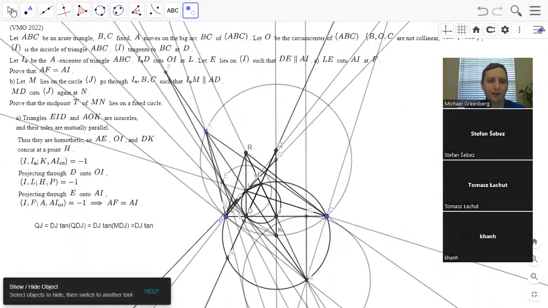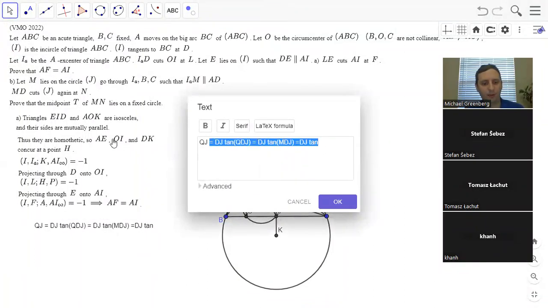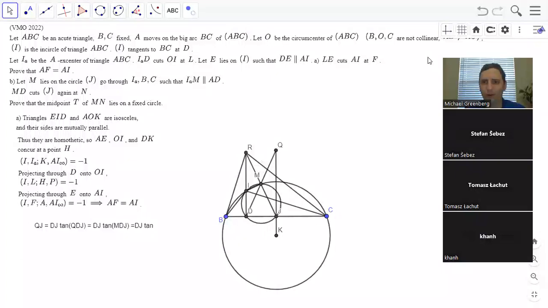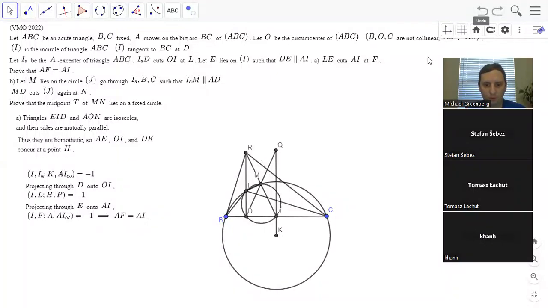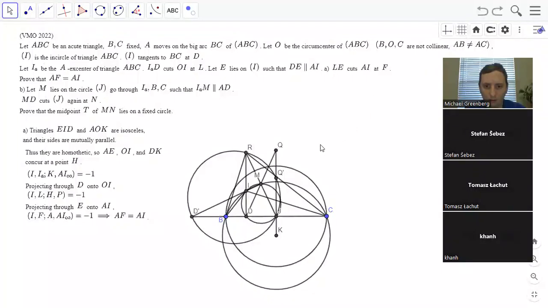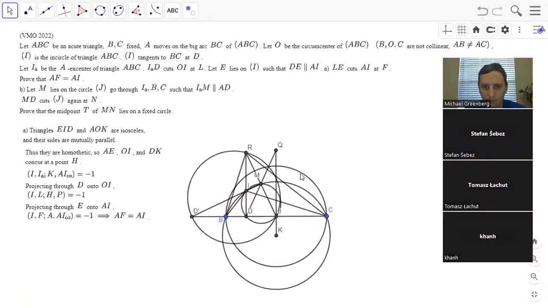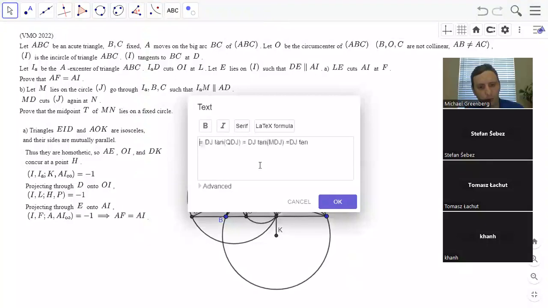Oh, did I delete that? Let me do this. I'm going to copy this and then undo a little bit. So I'm going to hide that, and I'm going to hide the circle, but I'm going to leave that. Okay, so now I'm going to paste what I just had.